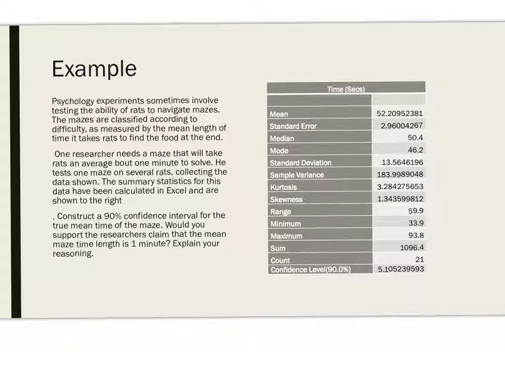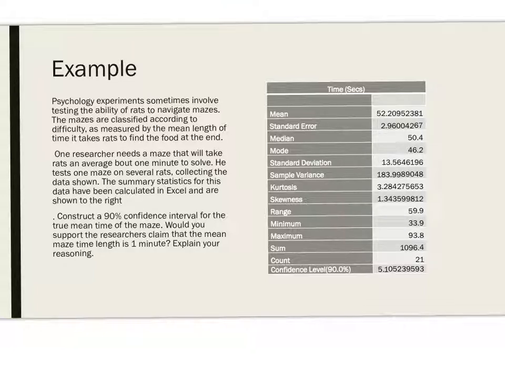So now let's look at one more example. In this example, notice off to the right, we have actual values that are given to us, data is given to us. This was done in Excel, and these are summary statistics that are provided for us. So we're going to calculate an interval for this, and it says, psychology experiments sometimes involve testing the ability of rats to navigate mazes. The mazes are classified according to difficulty as measured by the mean length of time it takes rats to find the food at the end. One researcher needs a maze that will take rats an average of about 1 minute to solve. He tests one maze on several rats, collecting the data shown. The summary statistics for the data have been calculated in Excel and are shown to the right.